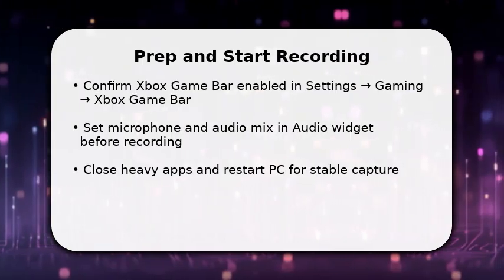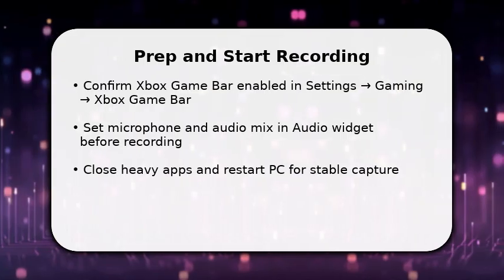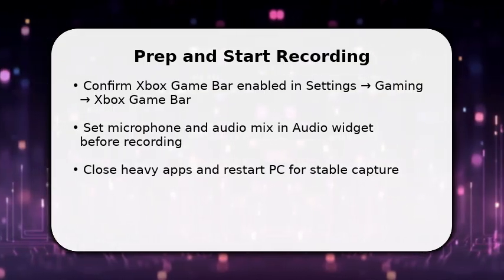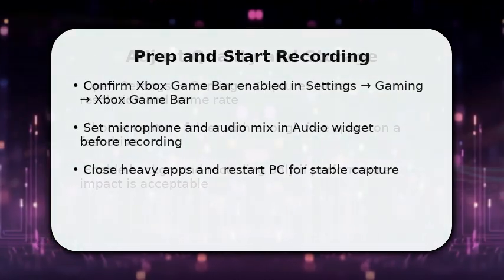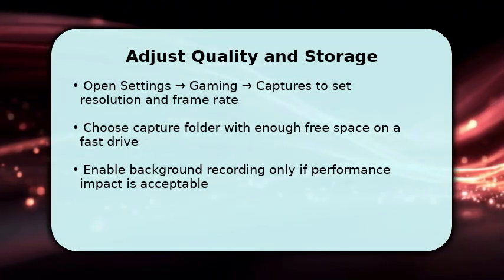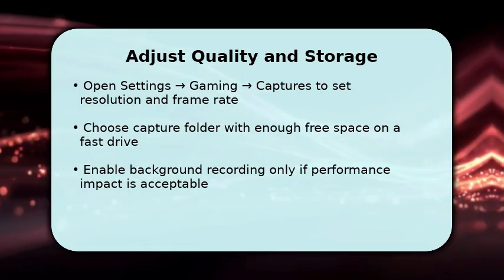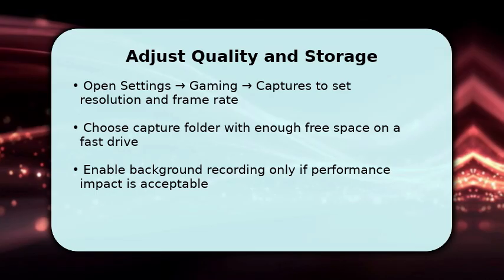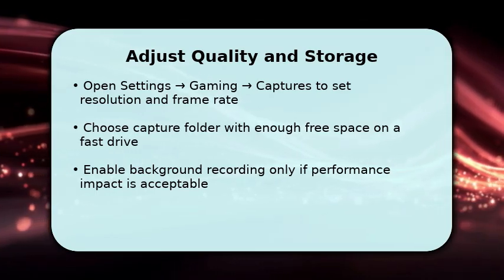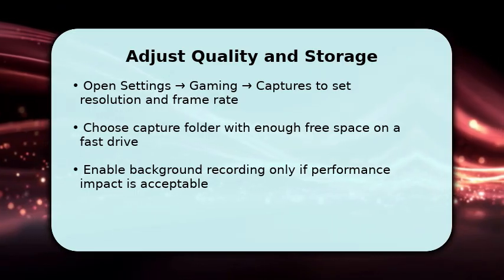If you see dropped frames, close browser tabs or background apps consuming CPU and GPU to ensure smooth recording going forward. You now optimize capture settings to balance quality and performance. Go to Settings > Gaming > Captures and lower resolution or frame rate if you experience stutter. Once done, change the capture folder to a drive with ample free space and faster write speeds.